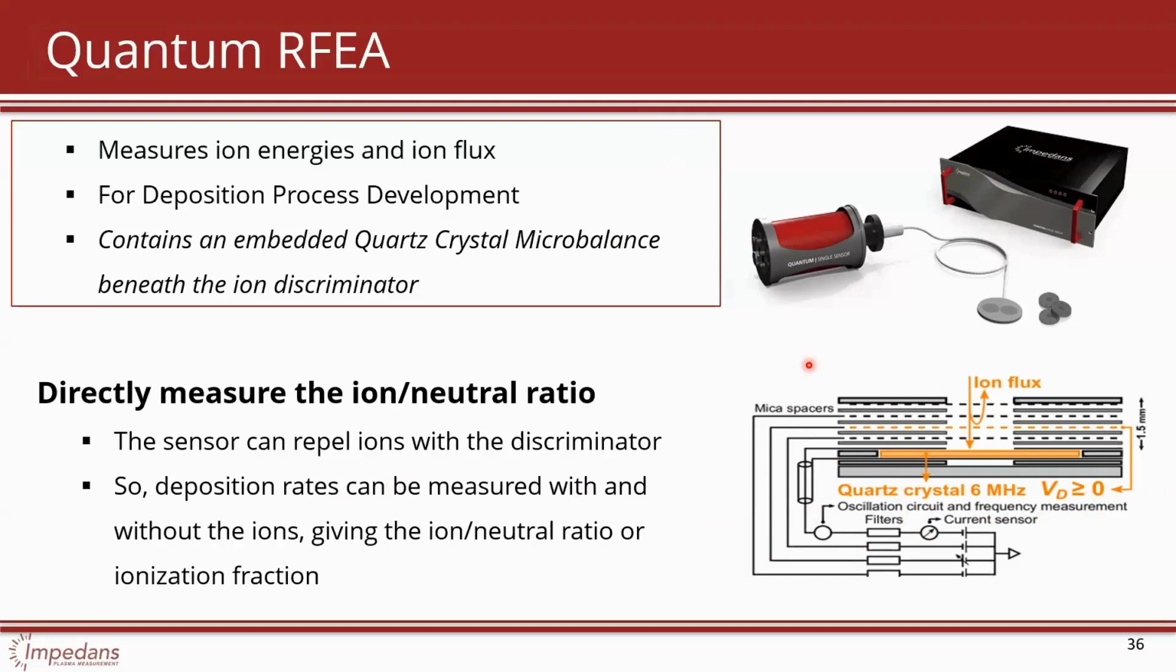Yeah, it was a paper published in 2021 where they were looking at the ion neutral ratio of chromium, and they applied different biases like -10, -20, -30, -40 DC bias in order to increase the ion neutral ratio at the substrate. So then they could study different chromium layers depending on the flux fraction.